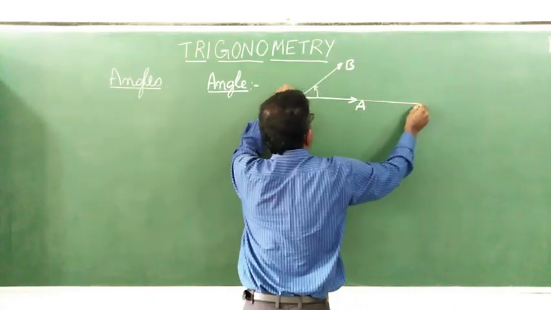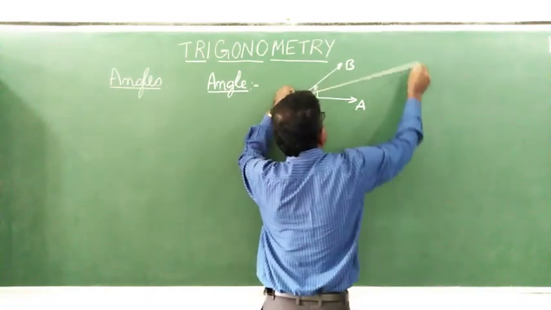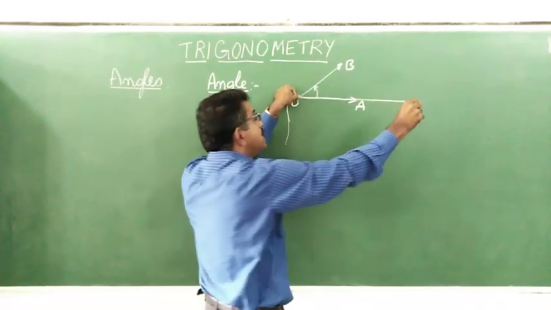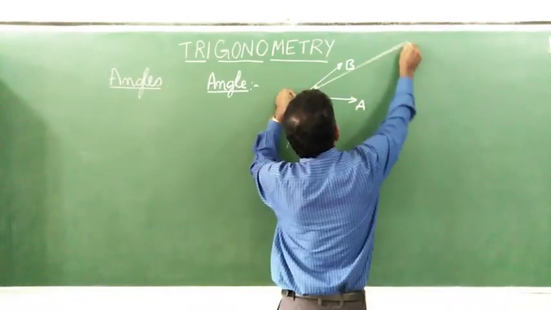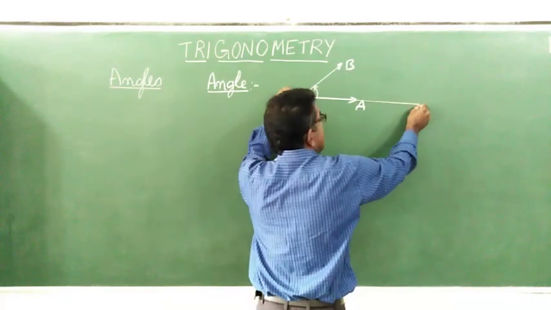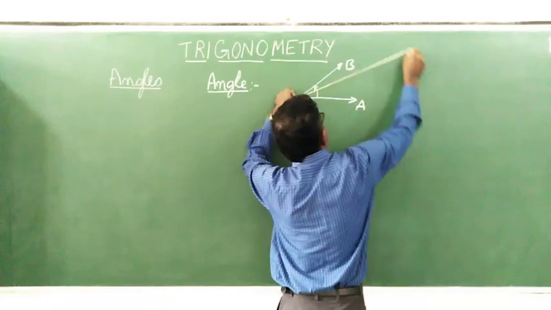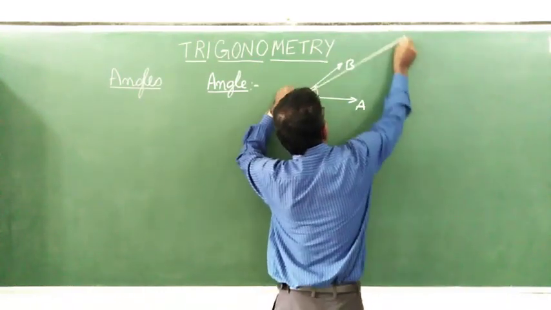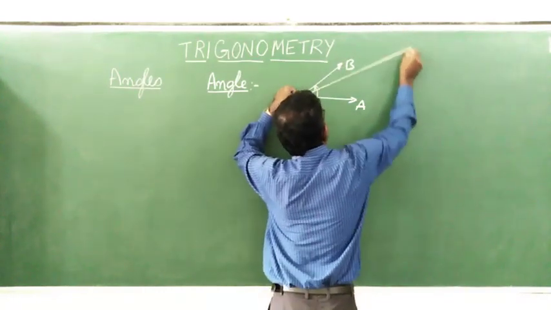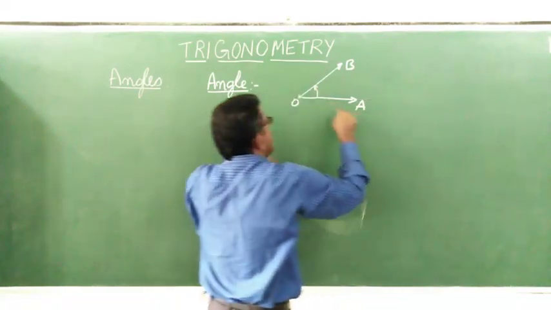Okay. From OA to OB, suppose I ask how much I have rotated, how much have I turned from here to here? What is the amount of rotation? Look, how much has been rotated from here to here?